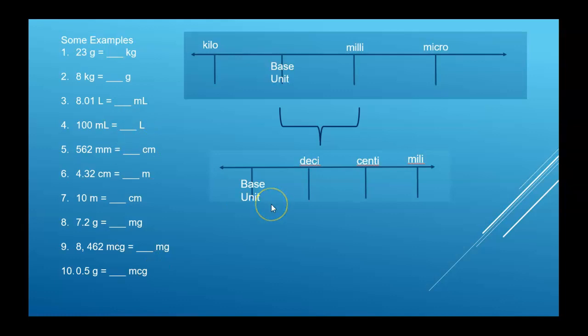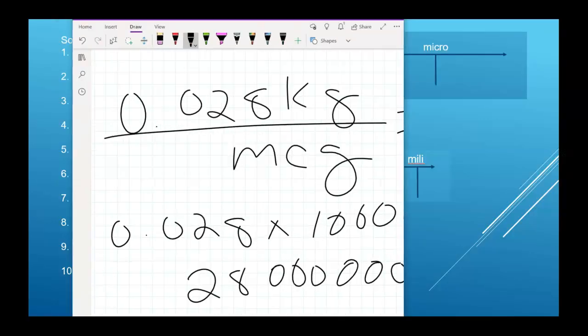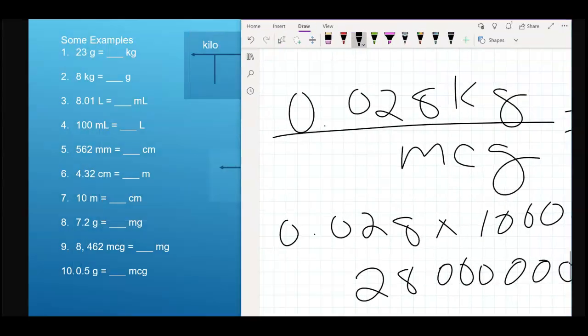Okay, and here is some practice. So 23 grams, how many kilograms? So if I'm at gram and I want to go back to kilogram, that's 3 places, right? 3 places to the left. So that would be 0.023. Put this over here.